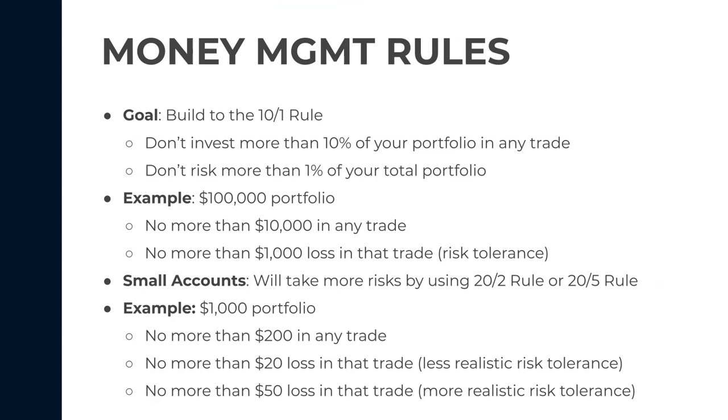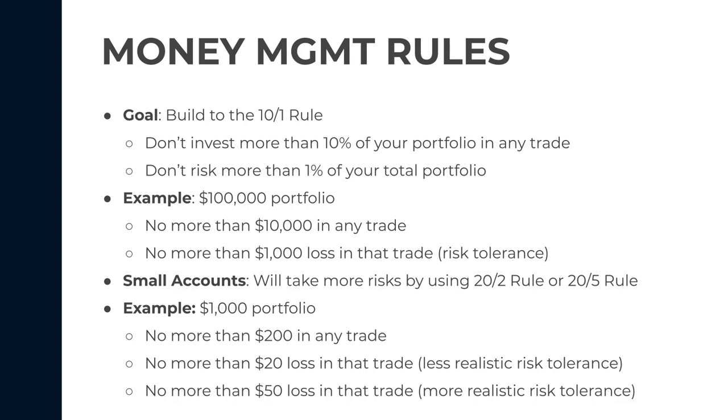These are a set of money management rules. Here's your goal. Build to the 10-1 rule. Do not invest more than 10% of your portfolio in any one trade. Do not risk more than 1% of your total portfolio. Again, we gave the example of a $100,000 portfolio. That would be no more than $10,000 in any trade, no more than $1,000 loss in that trade.